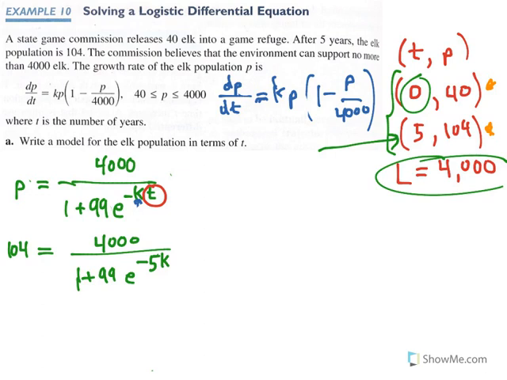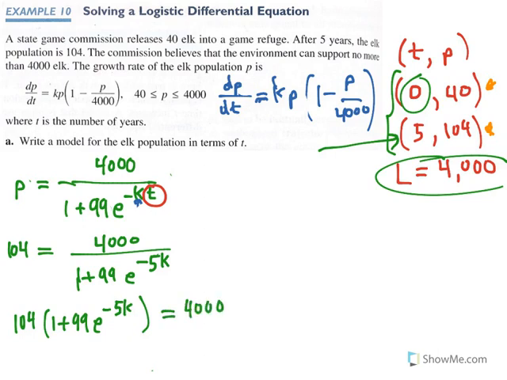So how do I do that? So this is some review of algebra, so let's go ahead and take a look. You're going to multiply both sides of this equation here by the denominator of the right side, and when you do that, you will get 104 times 1 plus 99 times e to the negative 5k is equal to 4,000.